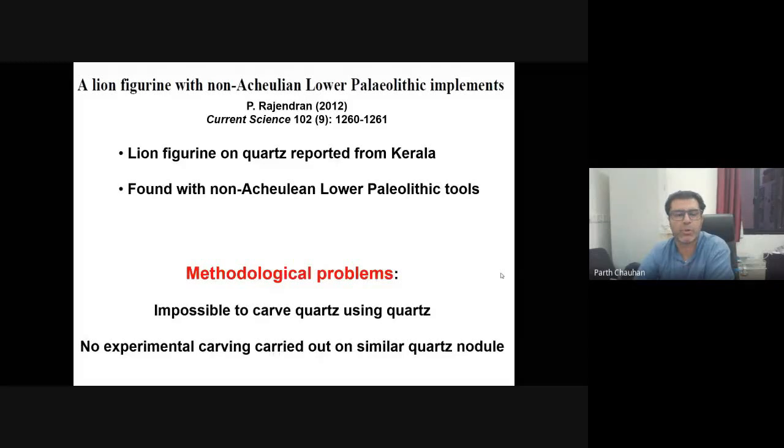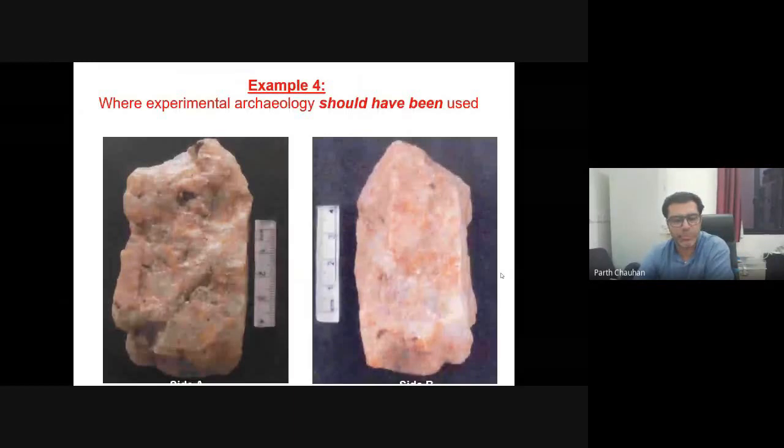Here is the alleged lion figurine, which I personally don't see a lion here, but that's what it was reported in Current Science. But this is an example of where experimental archaeology should have been used to confirm whether quartz or any other stone can help carve quartz.